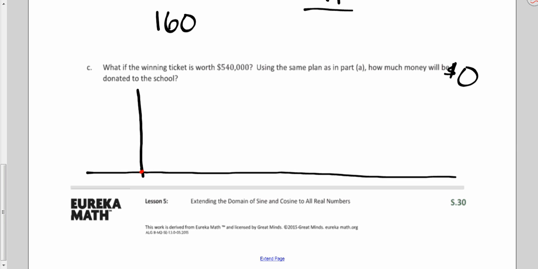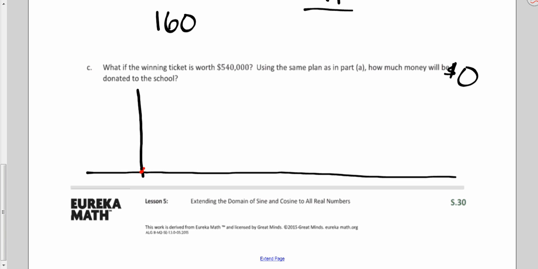What if the winning ticket is worth $1? Can I break that up 360 ways? So how much money does the high school get? They get $1, right? So it goes up a little bit, right? Now how about if the winning ticket is worth $180? How much does each person get?